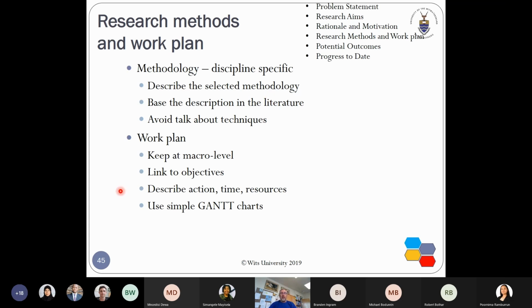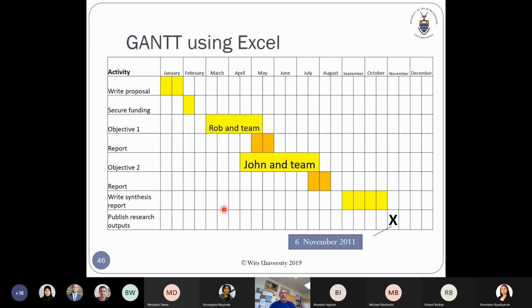The work plan, I've spoken a lot about planning, very, very important. And I strongly recommend that you use a Gantt chart. What is a Gantt chart? That is a Gantt chart. So Henry Gantt was an industrialist in the first industrial revolution in the UK, I think. And he came up with this pictorial way of representing a project plan.